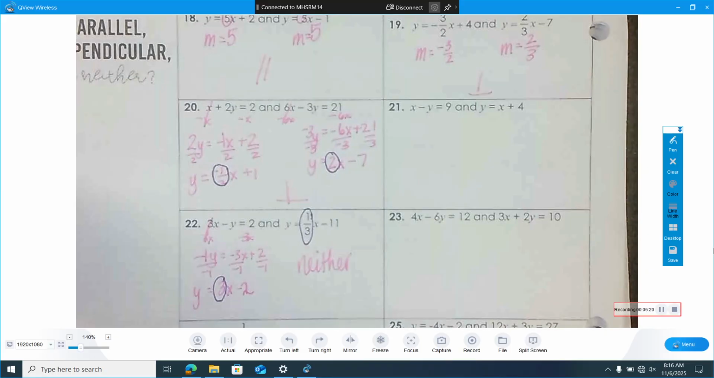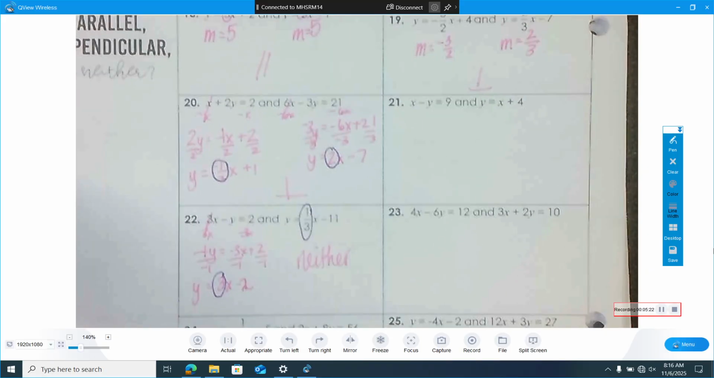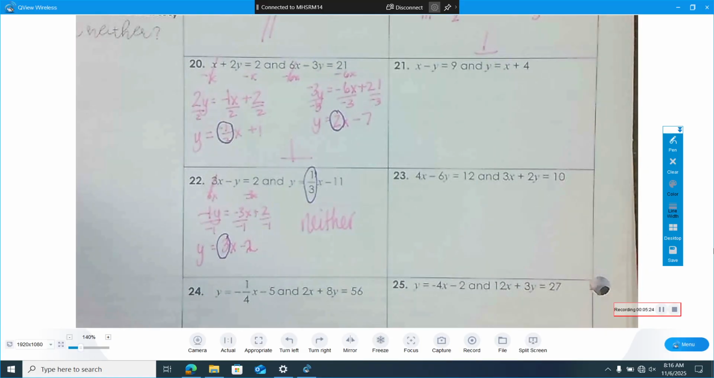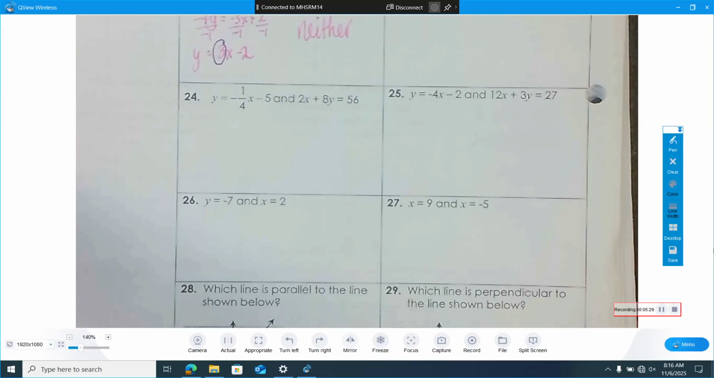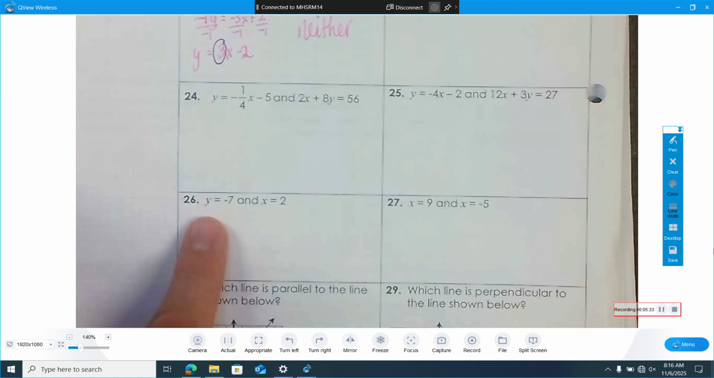All right. Let's look at number 26. Interesting. The y is by itself. What kind of line is this?